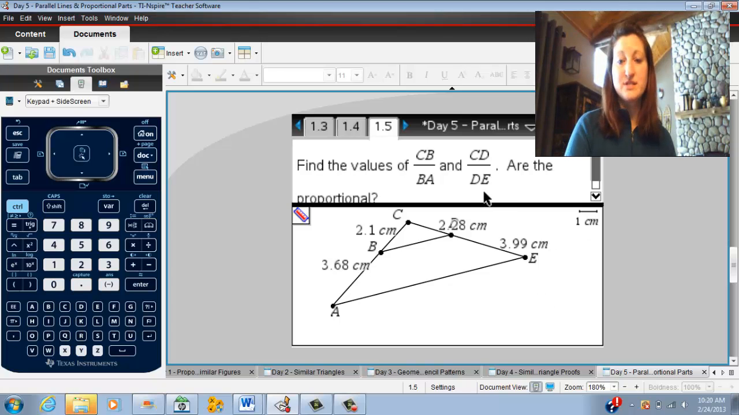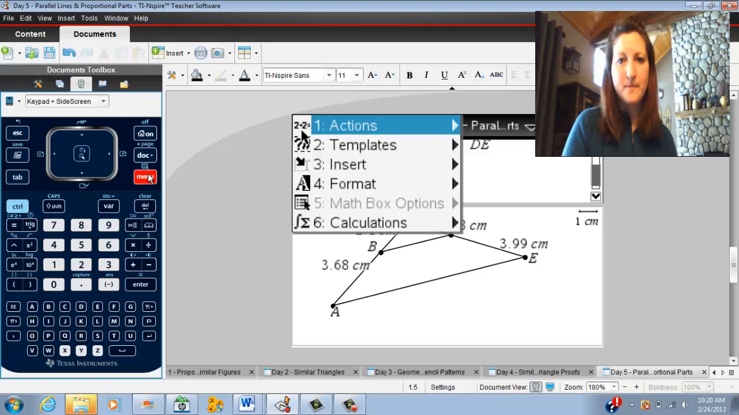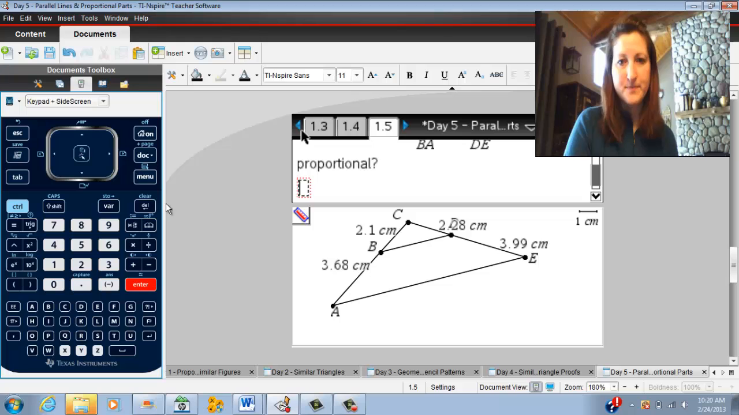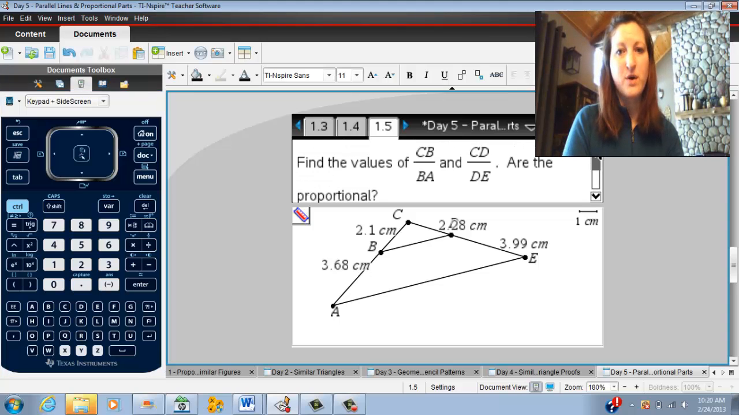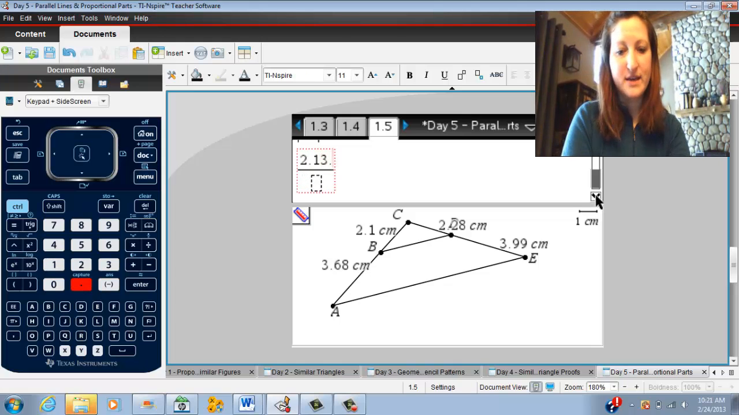Now, what I want to do is see if those segments are proportional. So what I'm going to do is insert a math box, okay? And I am going to set up a proportion. MathBox just lets me do math on a notes page. So I want to find the fractions CB and BA. So CB is 2.1 and BA is 3.68.